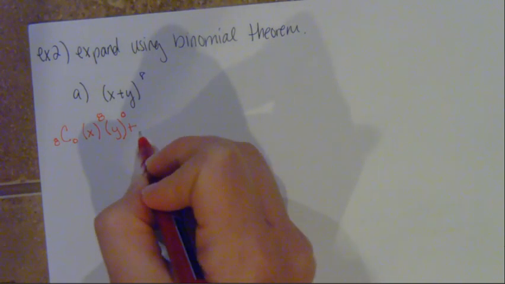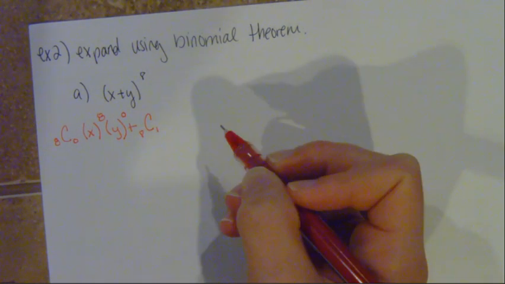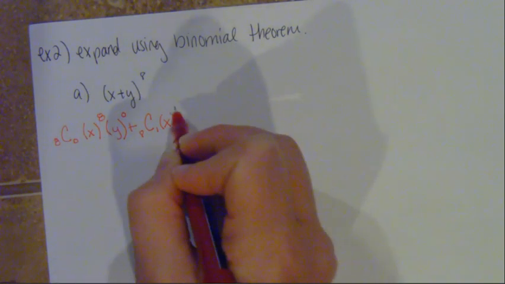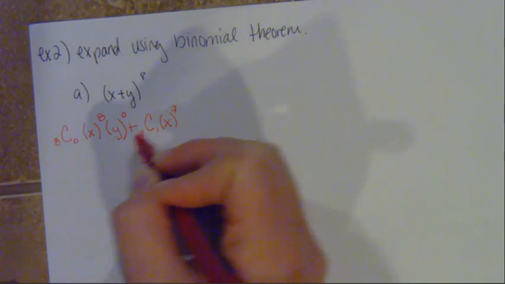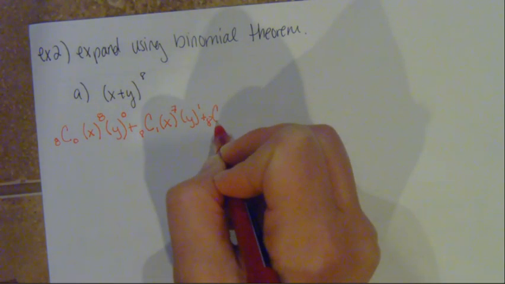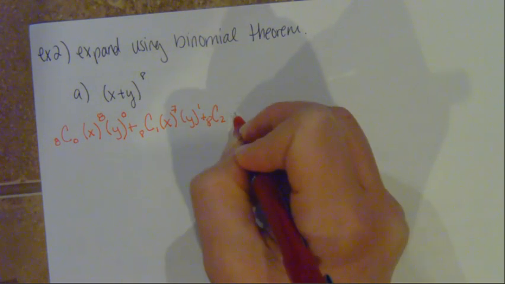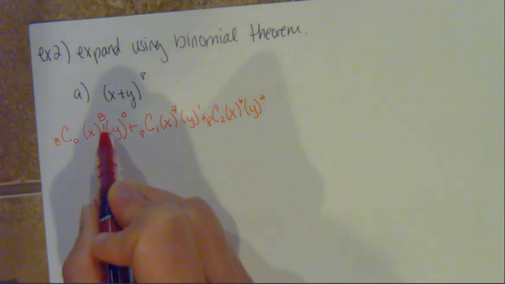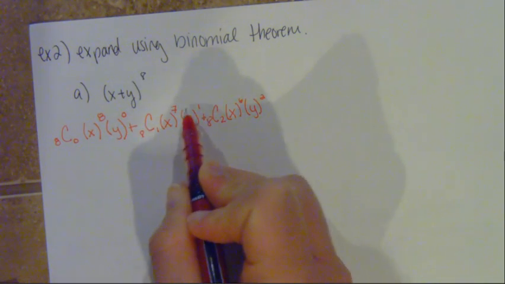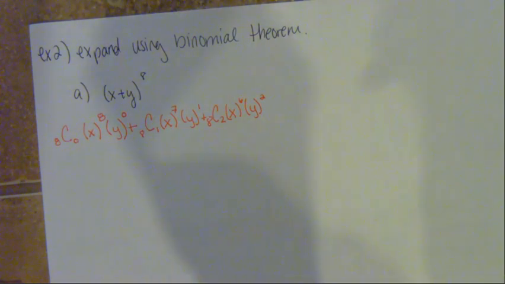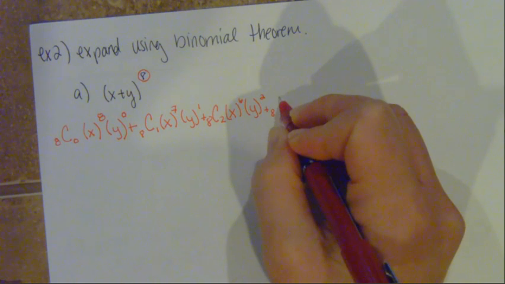Plus 8 choose 1. My exponent is going to go down from an 8 to a 7, and my y is going to go up from a 0 to a 1. We'll do it again. 8 choose 2. So we're going up here, and then I'm going to have x to the 6th and y squared. Look at my exponents. 8 plus 0 is 8. 7 plus 1 is 8. 6 plus 2 is 8. It's all very consistent. It's always adding up to this original power. So we're going to keep going.